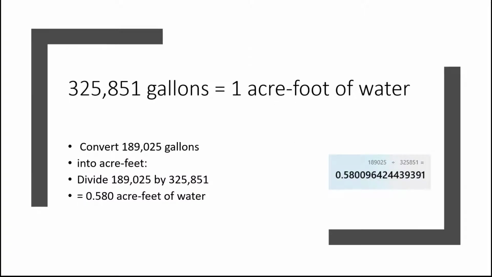One acre foot is equal to 325,851 gallons. You can divide the total number of gallons that you have diverted through the year by 325,851 to make sure that you stay within your allotted water right measured in acre feet. For instance, if you have diverted 189,025 gallons of water in any time period, to calculate that in acre feet, divide that number by 325,851, and you will see that that is just over a half an acre foot.